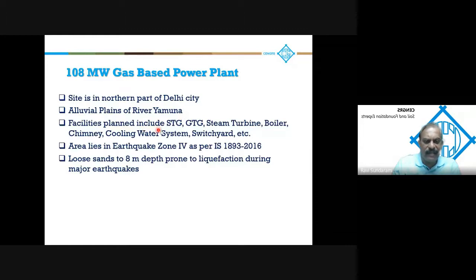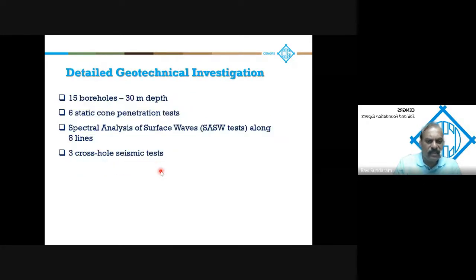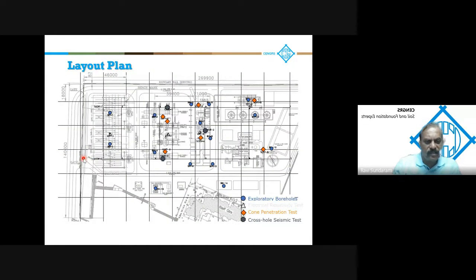The facilities planned included the turbines, boiler, chimney, cooling water systems, switchyard, etc. The area lies in earthquake zone 4 as per IS 1893. The loose sands to 8 meter depth were prone to liquefaction during major earthquakes. So the investigation which was done included 15 boreholes, 6 static cone penetration tests, SASW tests along 8 lines, and 3 cross-hole seismic tests. So that's a layout plan showing the various tests which were performed.